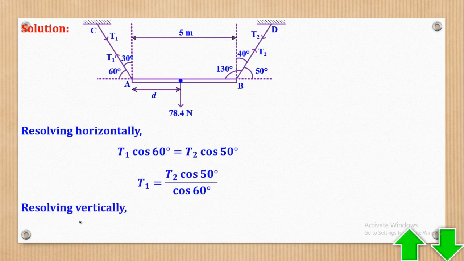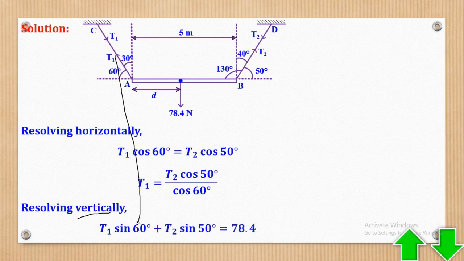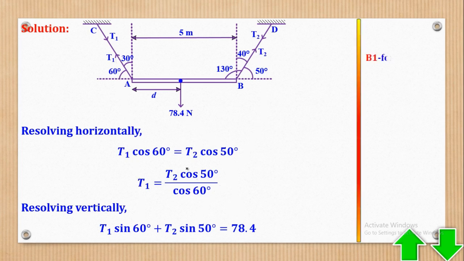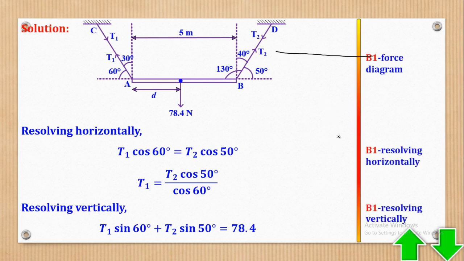The next is to resolve vertically. So when I resolve vertically, I'll come up with T1 sine 60, and this will give me T2 sine 50, and this will just give me the weight because it's entirely vertical. So before we go to the next slide, let's see how marks can be awarded for this slide. So B1 for the correct force diagram drawn using a ruler, B1 for resolving horizontally, and B1 for resolving vertically.